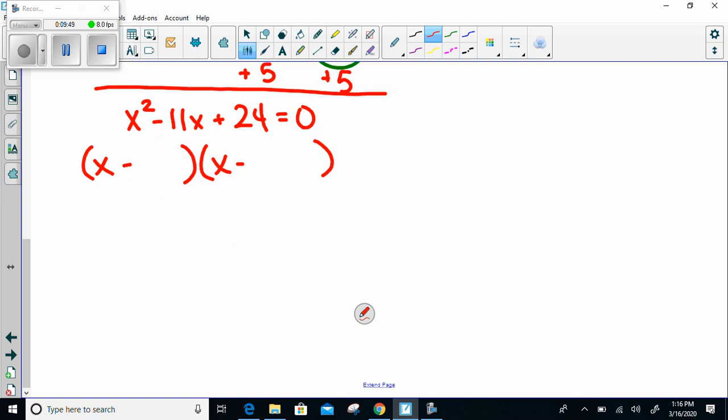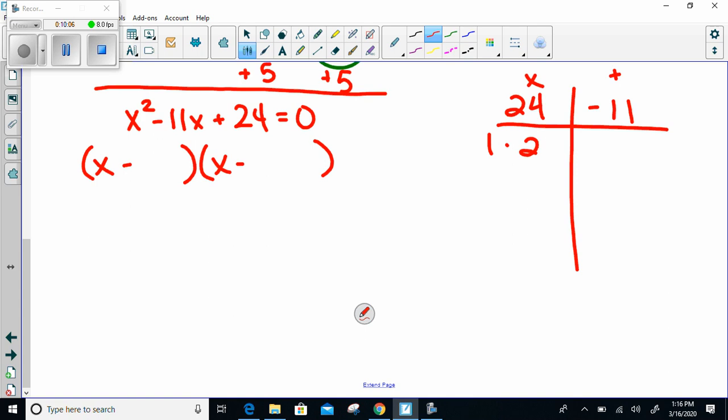So we want the factors of 24 that will add to give us a negative 11. So if you need to, you can, somewhere over to the side here, write down all your factors of 24, and then think about which ones will give us a sum of negative 11. Of course, you can list them all out if you need to. 1 and 24, 2 and 12, 3 and 8, and 4 and 6. And of course, they both have to be negative.